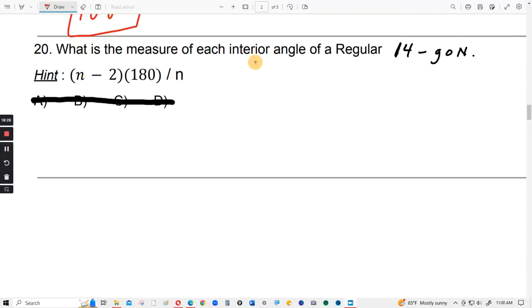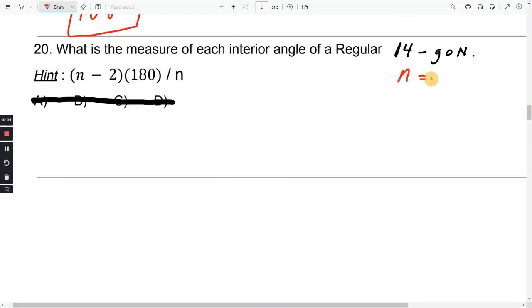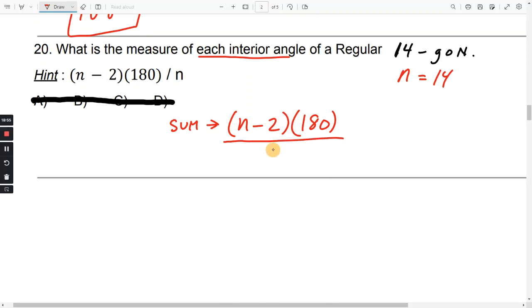What is the measure of each interior angle of a regular 14-gon? Alright, so 14-gon is 14 sides. So n equals 14. Alright, we want each interior angle. And we know that the sum of the interior angles is n minus 2 times 180. But if we want each one, we have to divide by the number of sides. The number of sides is the same as the number of angles, so that's why we're dividing by n.